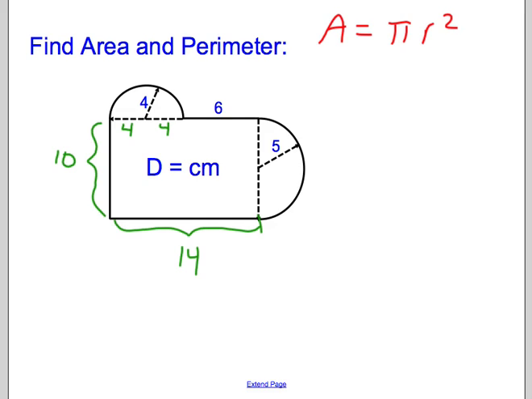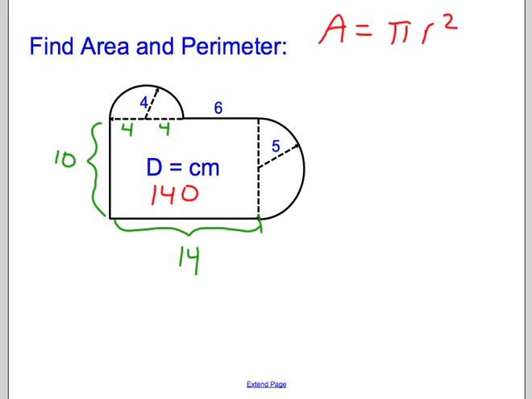So let's go ahead and find our area of the rectangle real quick. Kate, how do we find the area of a rectangle? Multiply 10 and 14. 10 times 14, class, is 140.